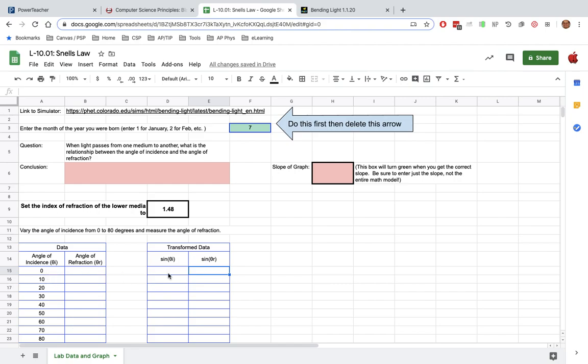After you graph your data, what you're going to do here is take the sine. So get your calculator, because if you use the built-in sine in the spreadsheet, it requires radians and your angles are in degrees. So it'll be easier just to grab your calculator. Take the sine of 0 and put that in there. Take the sine of 10 degrees on your calculator, and whatever that is, put that in there. You'll do that for all of the angles of incidence, and you'll also take the sines of the angles of refraction. And when you get that, you'll get a linear math model, which is what we're going to use. So that's kind of a hint.